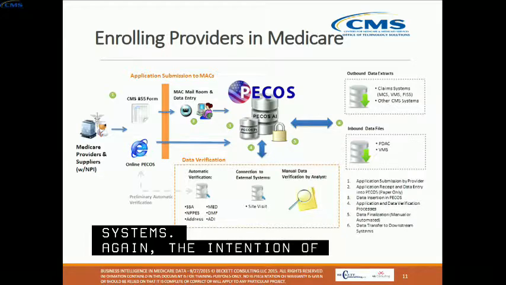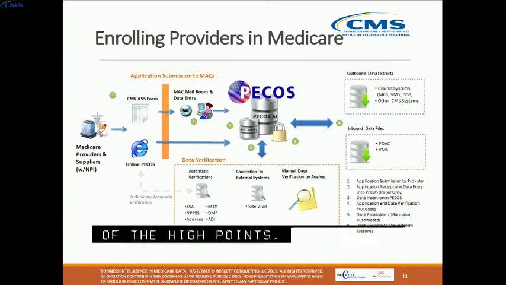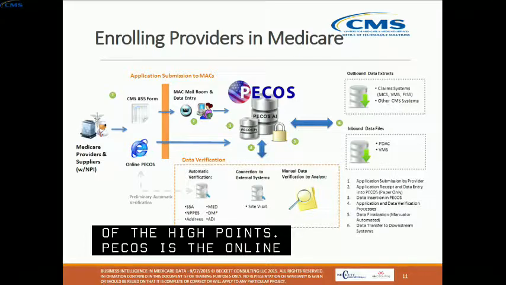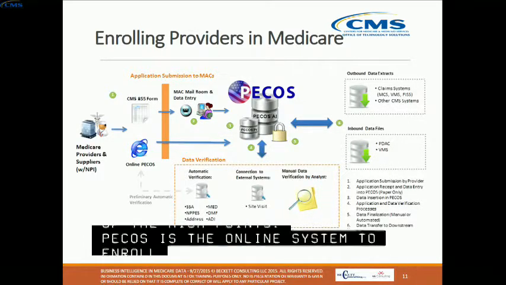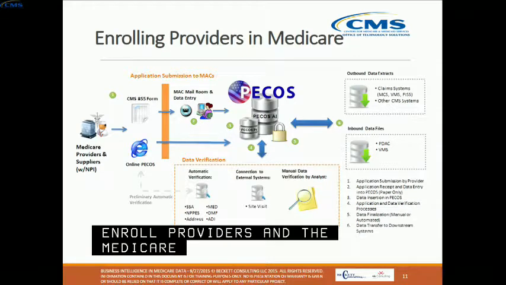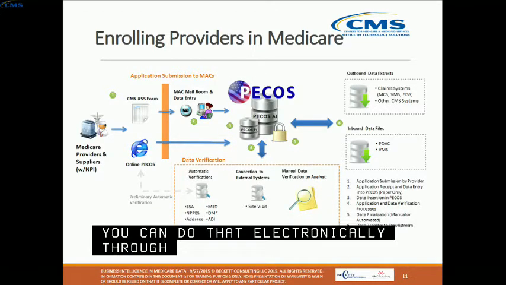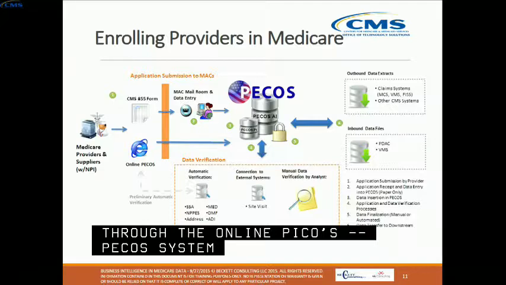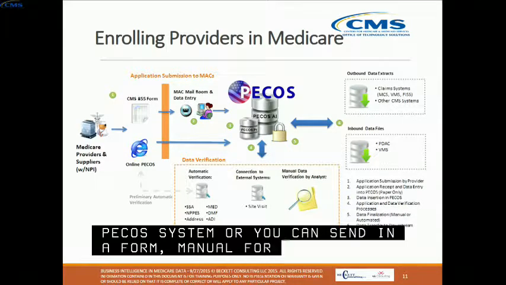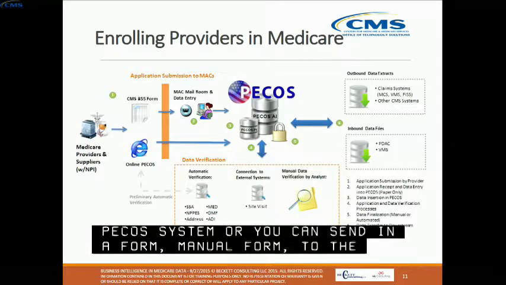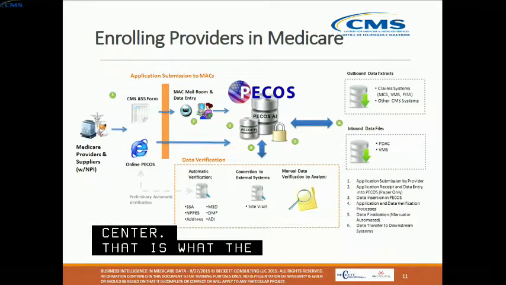PACOS is the online system to enroll providers in the Medicare program. As you can see in this diagram, you can either do that electronically through the online PACOS system, through a web browser, or you can send in one or more CMS 855 forms, manual forms, to the local Medicare Administrative Contractor. That's what the MAC stands for. A person at the MAC will enter the enrollment information off the form into the online system.